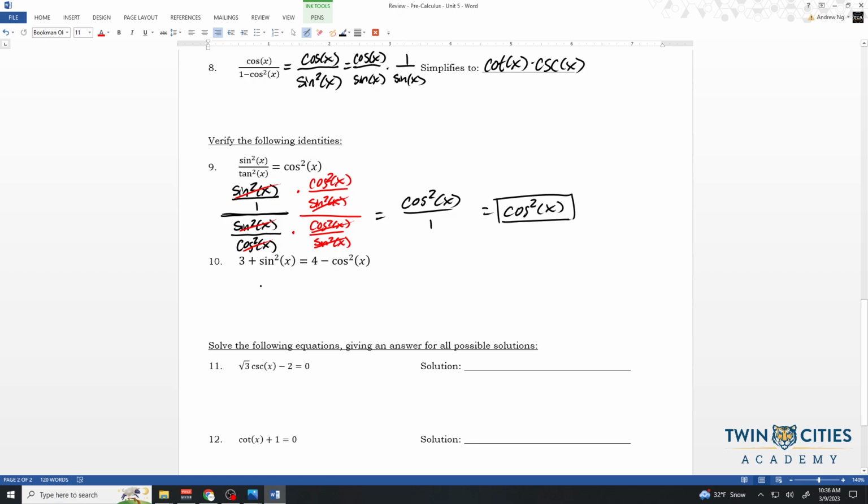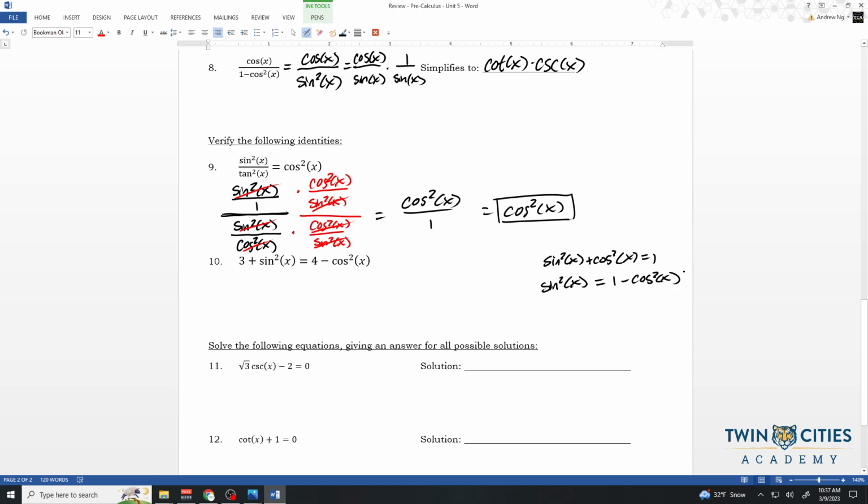This one's a little bit tricky. I've got 3 plus sine squared of x equals 4 minus cosine squared of x. Off to the side, remember that one of my Pythagorean identities says sine squared plus cosine squared equals 1. Well, that also means if I subtract cosine squared from both sides, sine squared is the same as 1 minus cosine squared.